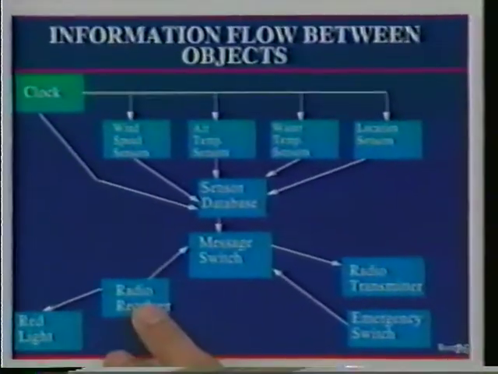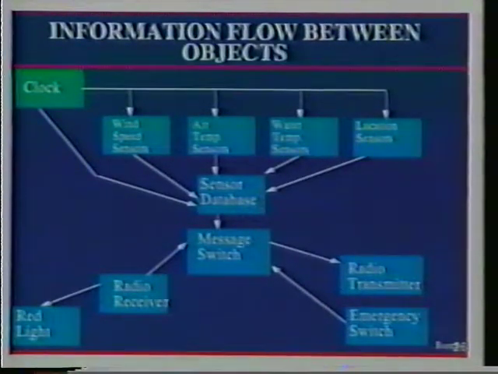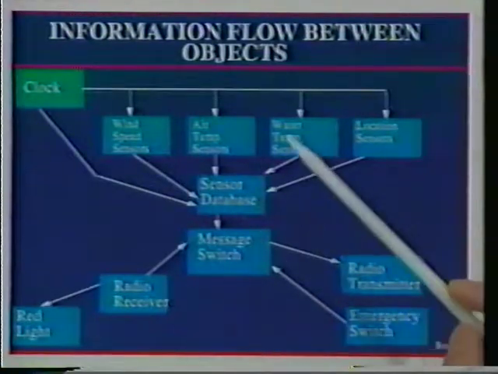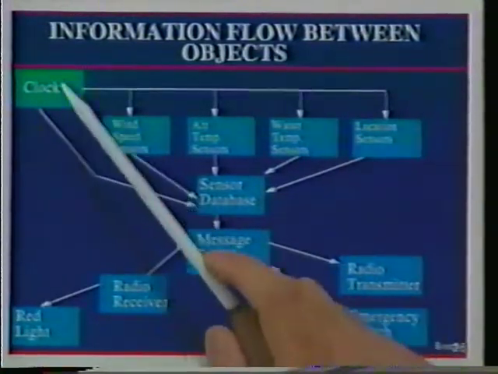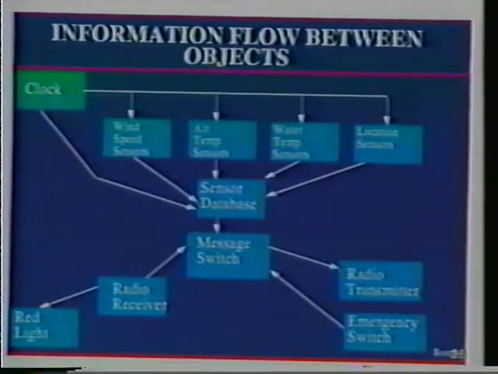So if you look at the object notation for this, we have now the various objects, that is the clock object, the wind speed sensors, the air temperature sensors, and so on. So now this is how we draw the objects with this information flow across various objects. Now let's have a look at some of these objects.